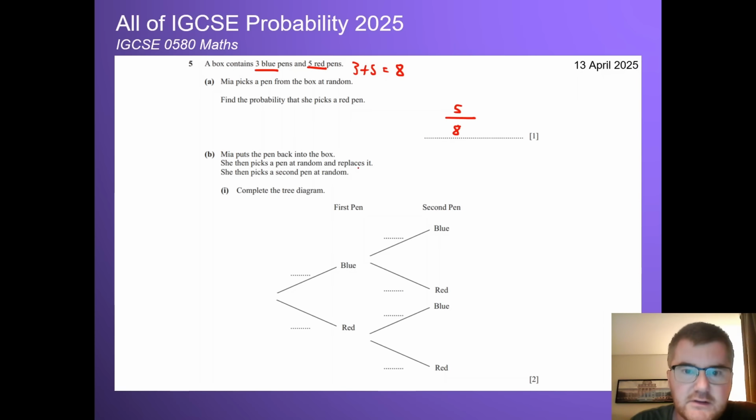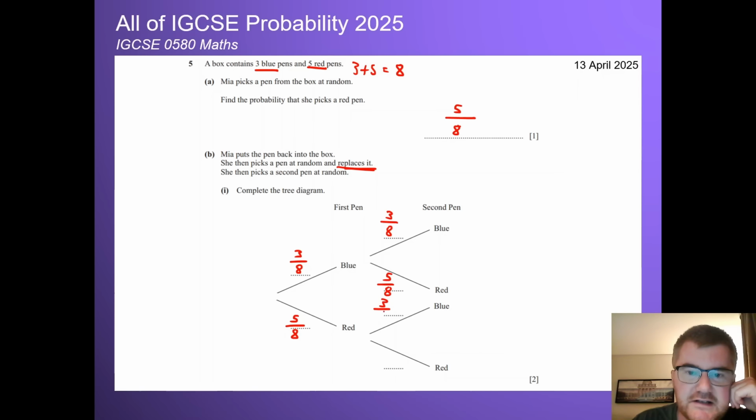Okay. So it looks like this is just a normal one because we've got this keyword replaces. So when we fill in the fractions here, we have 3 out of 8 and 5 out of 8. And because there hasn't been a change, you pick a pen, you look at it and go, oh, it's red or blue. You put it back in. So again, the second pen, that's still going to say 3 out of 8, 5 out of 8.